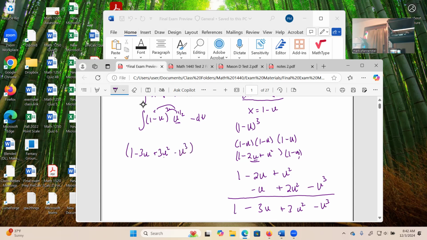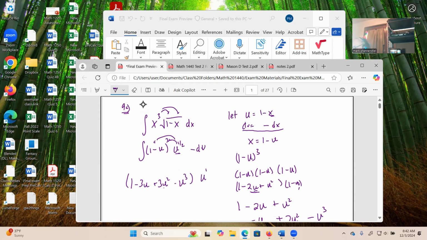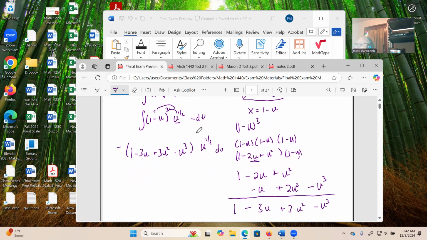All of this times the square root, so this is u to the 1/2 power. There's a du. I'm going to put a negative out in front so I don't lose it. And now you can go ahead and distribute this. So this is going to be negative u to the 1/2, plus 3u to the 3/2, since u is u to the 2/2. Minus 3u to the 5/2, because 4/2 plus 1/2 is 5/2. And then we have 6/2, since 3 is a fancy way to write 6/2. 6/2 plus 1/2, so we have plus u to the 7/2.